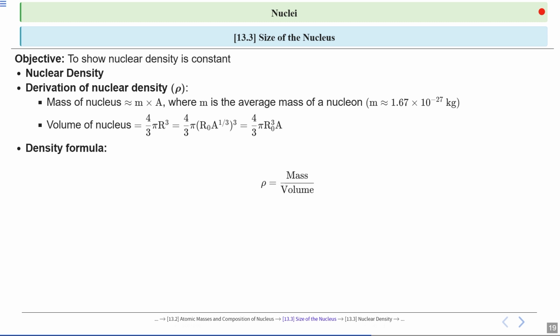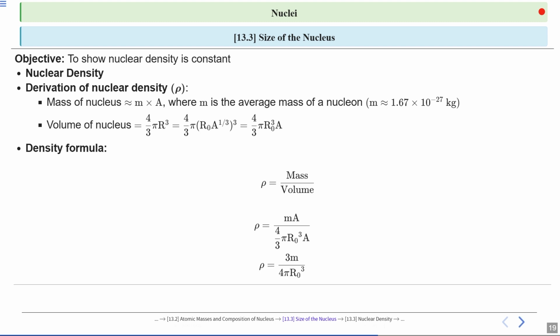Now let's put this together to get the density formula. Density rho is simply mass divided by volume. So we take the mass we found earlier and divide it by the volume expression we just derived. When we substitute the expressions for mass and volume, we get rho equals m times A divided by 4 by 3 pi R naught times R naught cube times A. Notice that A represents the mass number, that is, the number of nucleons.